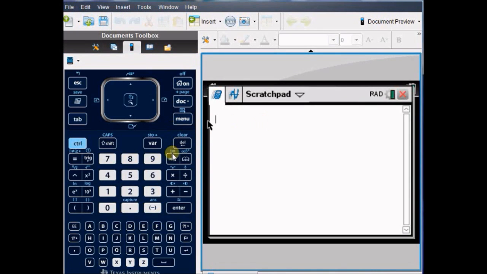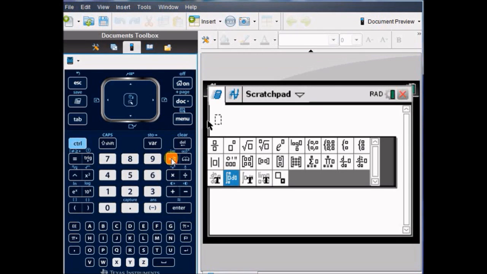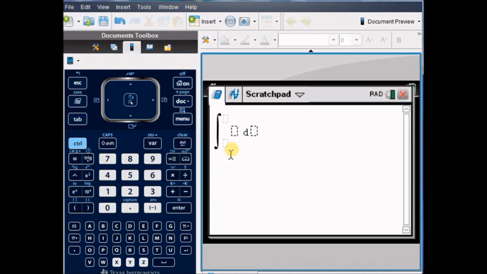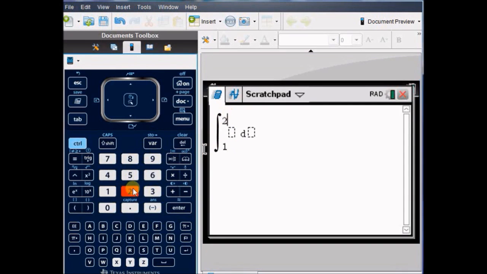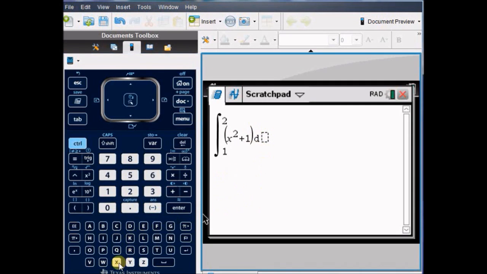Just using this button to the side of the 9, to the right-hand side of the 9, the special button here, and this integral. It's a definite integral. You can tell it's a definite integral because it has the little spaces for a and b to be. Okay, and just fill in the spaces. So from 1 to 2, and the function was x squared plus 1, and with respect to x, so dx, and then enter.